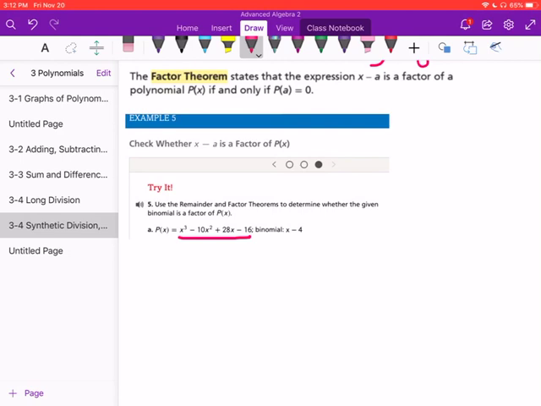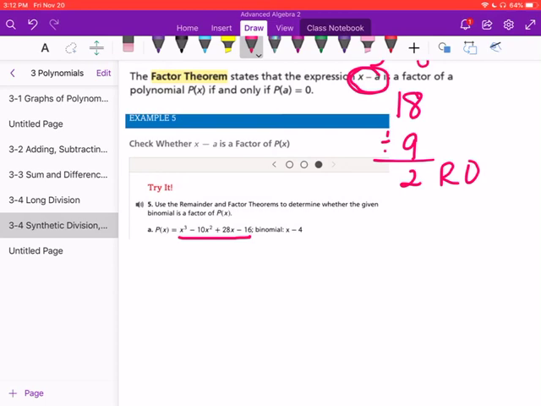So the factor theorem says that an expression x minus a is a factor if you divide the polynomial by it and you get a remainder of 0. So let me talk about this with numbers. Let me take the number 18. I know that 9 is a factor of 18 because I can divide 9 into 18. 9 is a factor because when you divide 18 by 9, you get 2, and there's no remainder left over. Same thing goes with algebra.